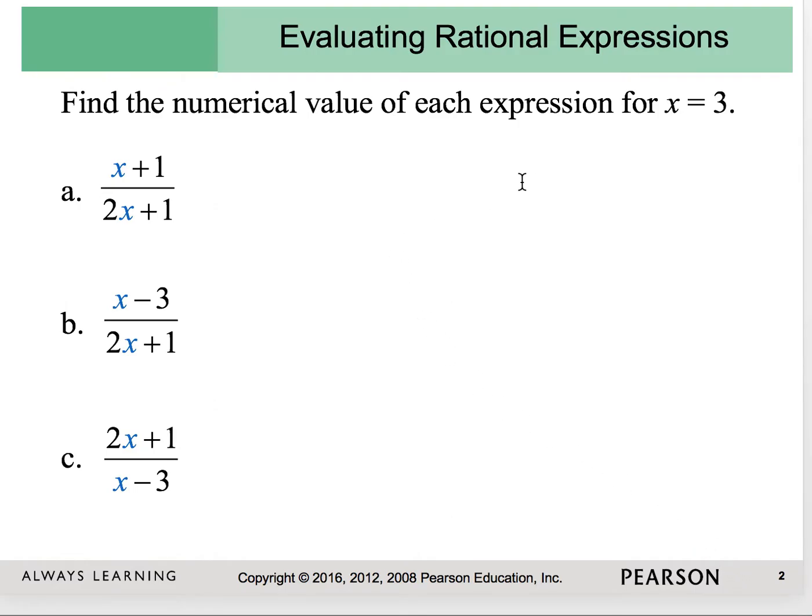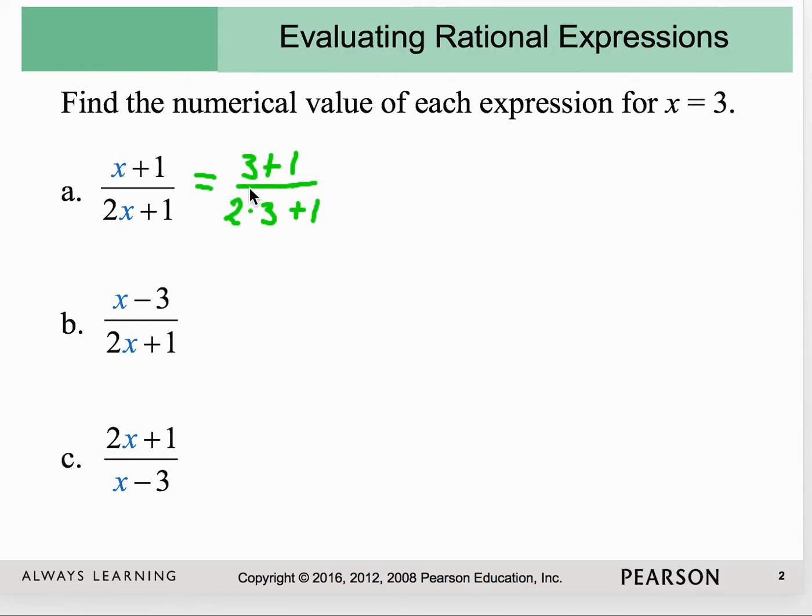Okay, so one thing we can do with rational expressions is just evaluate them if we know the value of the variable. Just like we can do with any kind of expression, if we're told the value of the variable, we just plug it in. So it says evaluate these when x is 3. That means everywhere there's an x, I'm going to replace it with a 3.